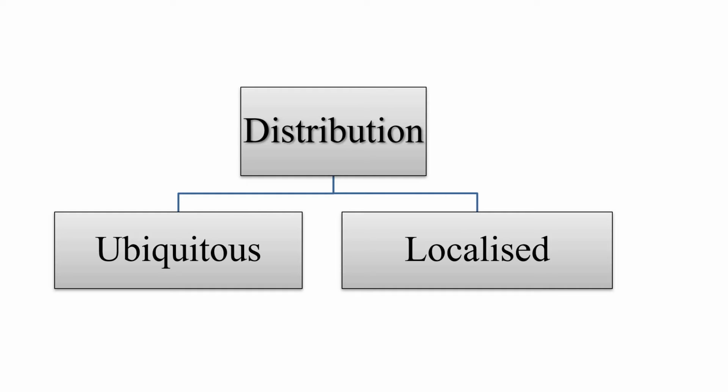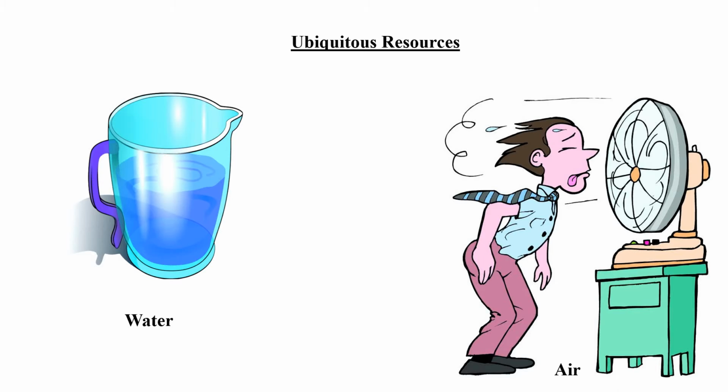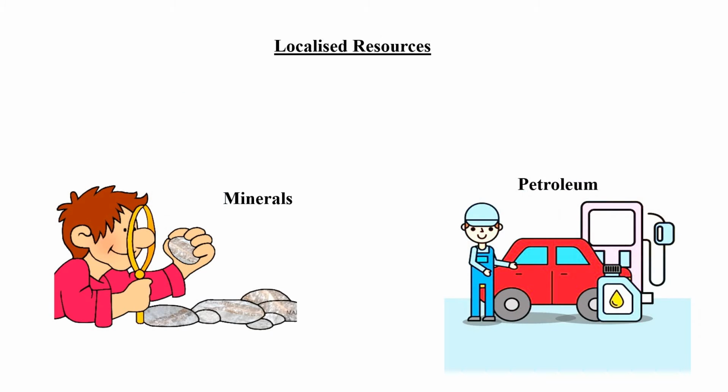On the basis of distribution, natural resources are classified as ubiquitous resources and localized resources. Ubiquitous resources are those resources that are found everywhere, like the air we breathe and the water we drink. Localized resources. These are those resources which are confined only to some places, like petroleum and minerals. So here we have classified all the natural resources on the basis of their development, their origin, their stock, as well as their distribution.